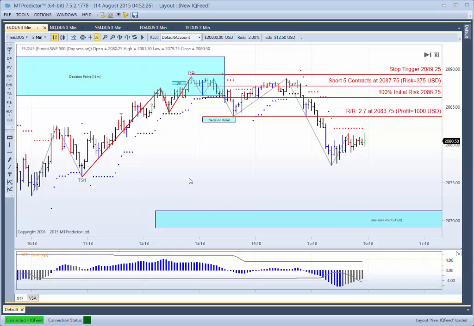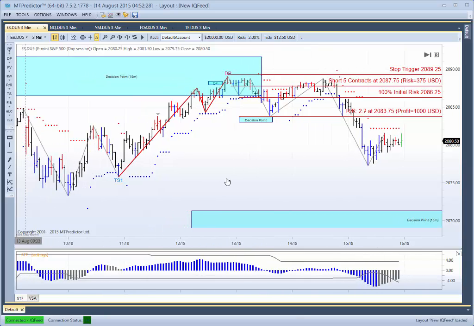So hopefully that's been a good example of using MTPredictor on the US minis yesterday, and also a good example of how we use multi-time frame analysis, or using our support and resistance on the higher time frame charts to help gauge our trades on the shorter time frame charts. And it's always very nice when we catch trades right off the high or low of the day. It's always nice to do that.